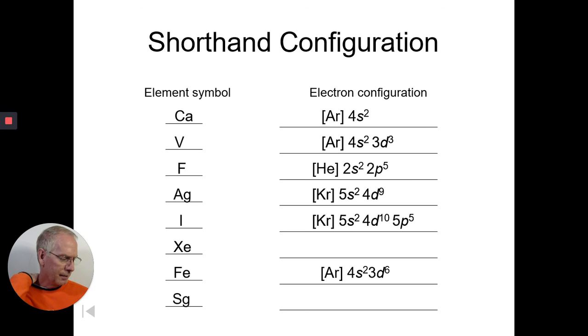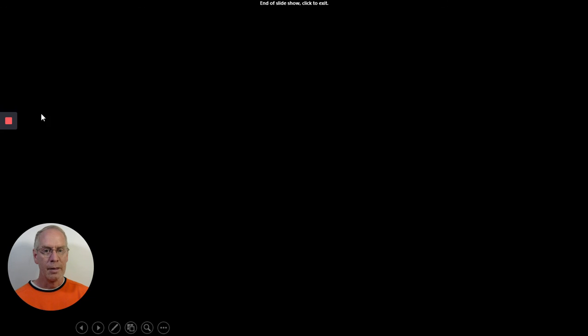Seaborgium, boy, that's a tough one. Element 106, right? Now, I'm going to put it on here for you. In shorthand, it always raises a few questions, and we can talk about that one if you wish some other time. All right, that is it, folks.